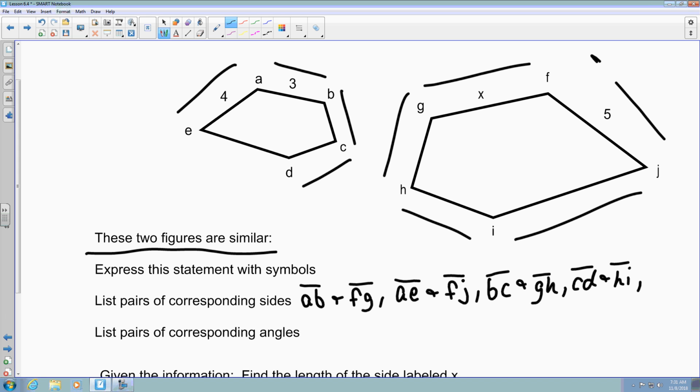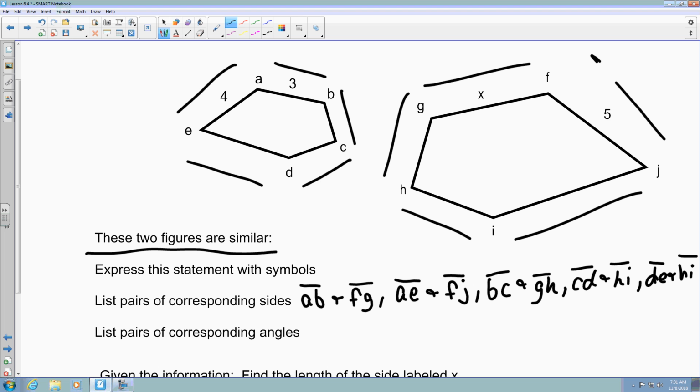And then finally, to finish up, I have line segments here and here. So line segment DE. I'll keep it in alphabetical order. So DE and HI.